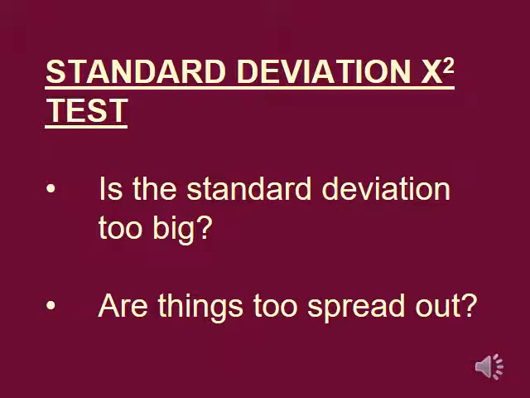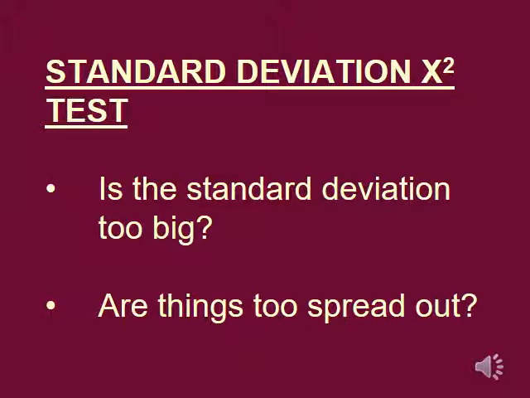The first thing we're going to look at is what's called a standard deviation chi-square test. This is actually one of the topics that is in your book, but we skipped over when we were doing the chapter on chi-square. I very briefly mentioned it at the end of last week's video, but didn't really say anything about it. A standard deviation chi-square test, what you're basically looking at is, is the standard deviation bigger than it should be? Is it too big?